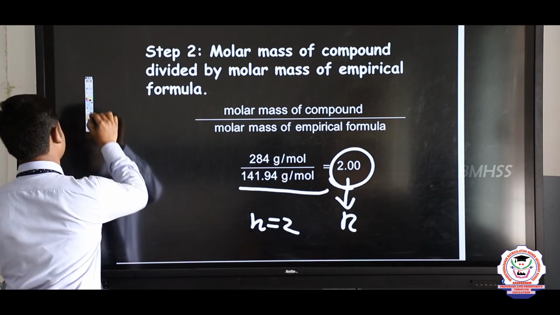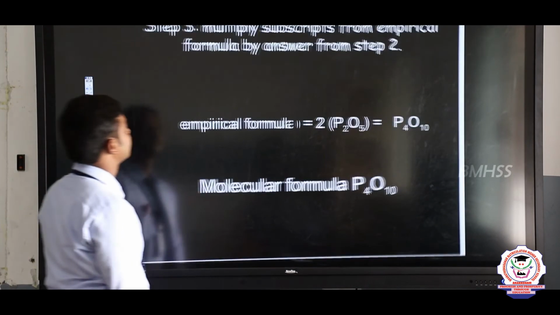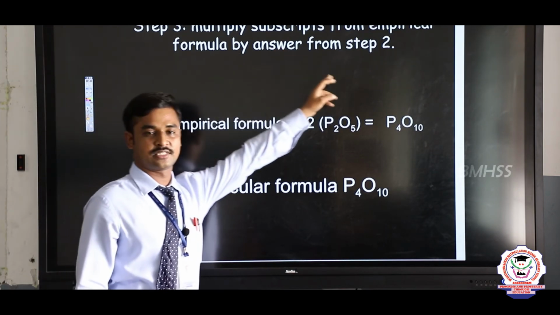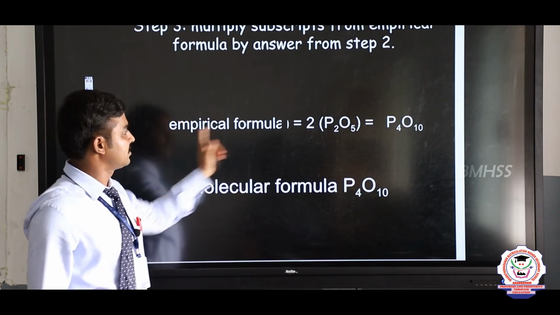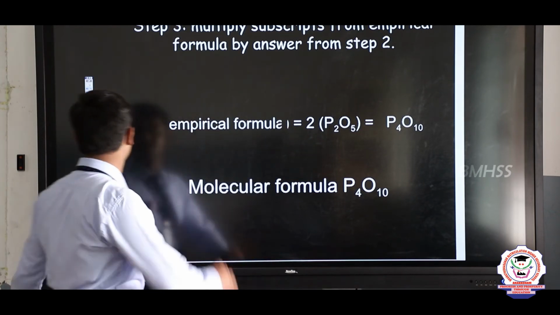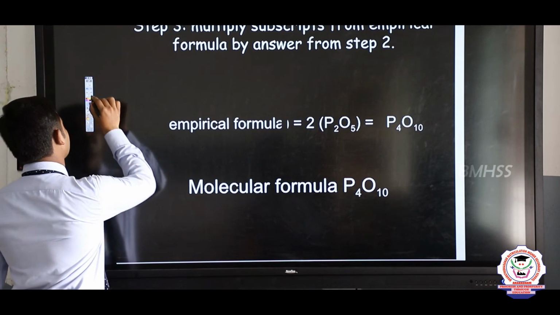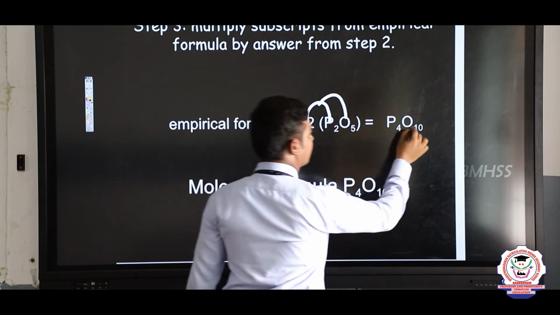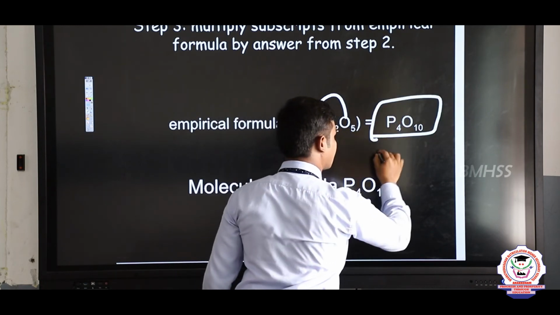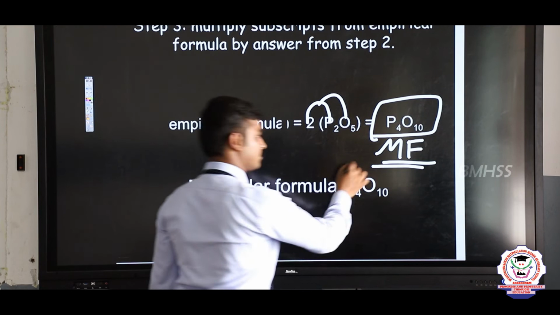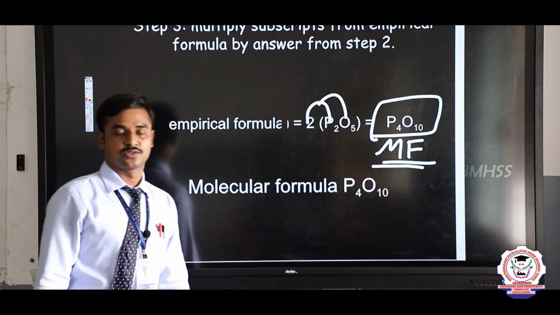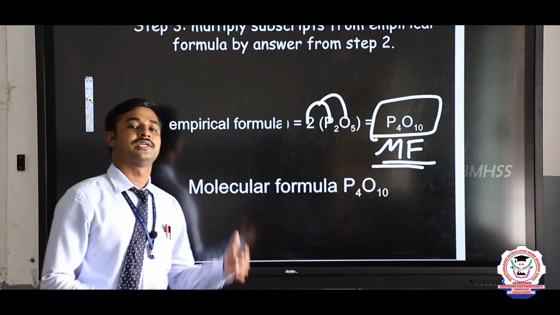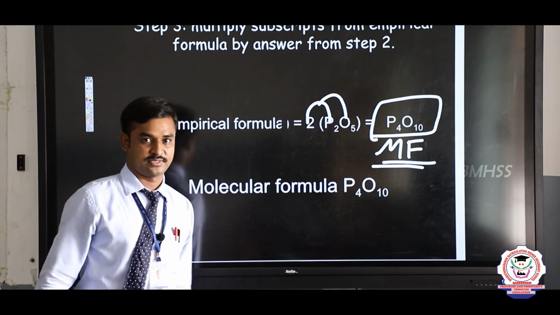When n is multiplied by the empirical formula, we can get the molecular formula. That is our step 3. Step 3, multiply subscripts from the empirical formula by the answer from step 2. So, the step 2 answer n is 2. When 2 is multiplied with P2O5, 2 P2s are P4 and 2 O5 are O10. So, P4O10 is the molecular formula of the compound. This is the answer. So, from the empirical formula we can find the molecular formula, but before that we need to know the molar mass of the compound.